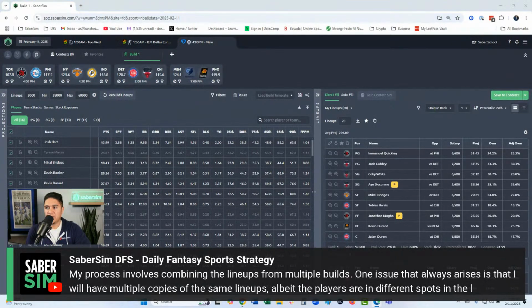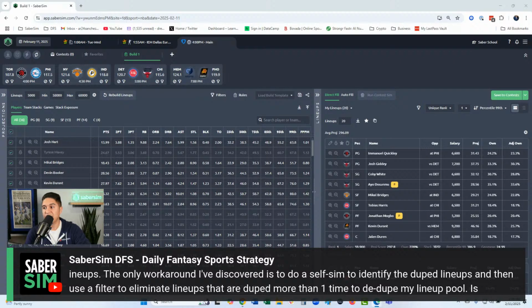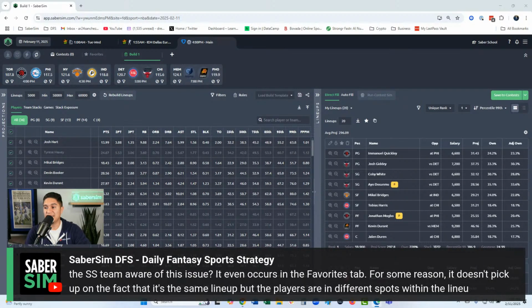All right. Good question there to get us started. Next one: my process involves combining the lineups from multiple builds. One issue that always arises is that I will have multiple copies of the same lineup, albeit with the players in different spots. The only workaround I've discovered is to do a self-sim to identify the duped lineups and then use a filter to eliminate lineups that are duped more than one time to de-dupe my lineup pool. Is the SS team aware of this? It even occurs in the favorites tab. For some reason, it doesn't pick up the fact that it's the same lineup, but the players are in different spots within the lineup. So this is a known issue.